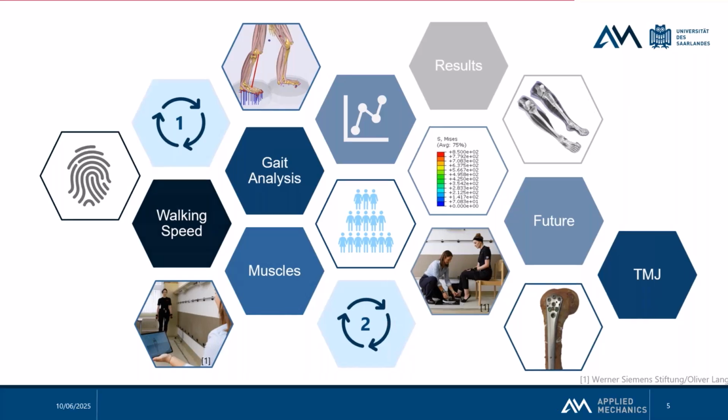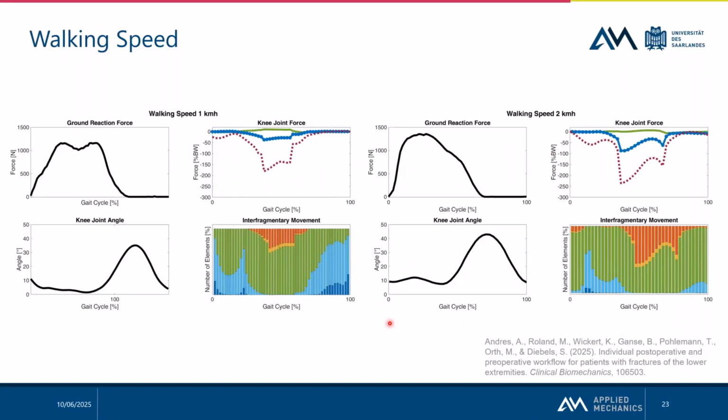It connects also with the walking speed. It's also published in the paper that was mentioned at the beginning. So if you have different walking speeds, they have a different influence, again on the fracture time, on the interfragmentary movement, and as you see, everything changes from the ground reaction force to the knee joint angle, and then again to the knee joint force, and also to the elements that are in the different ranges of the healing window. So it's like a connection between these different parts.